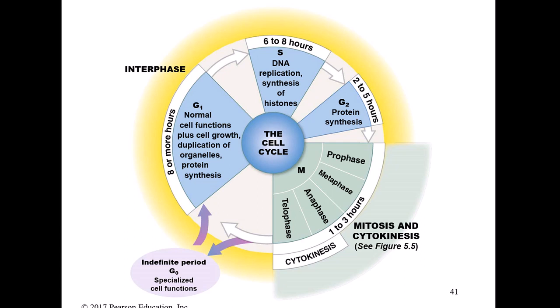So once the cell has gone through G1, doubled its organelles, and then it's gone through the S phase, doubled its DNA, right before division of the nucleus, it's going to go through another phase where it's primarily producing proteins and getting ready for cellular division. This is known as G2. Okay, so these are the phases that the cell is going to go through to prepare for cellular division.